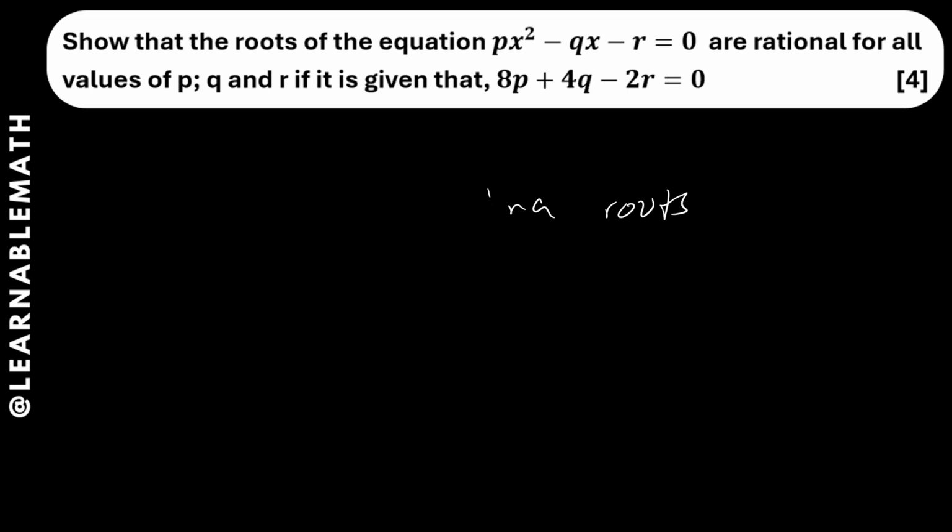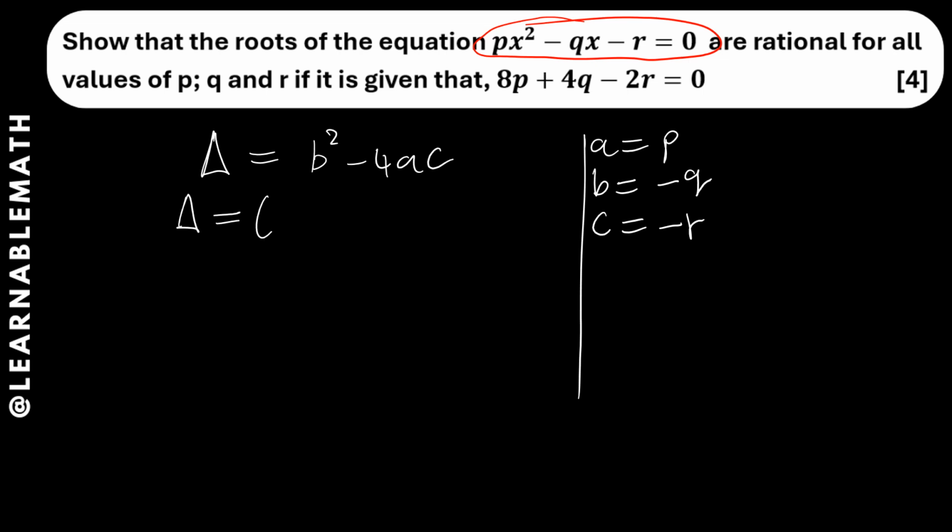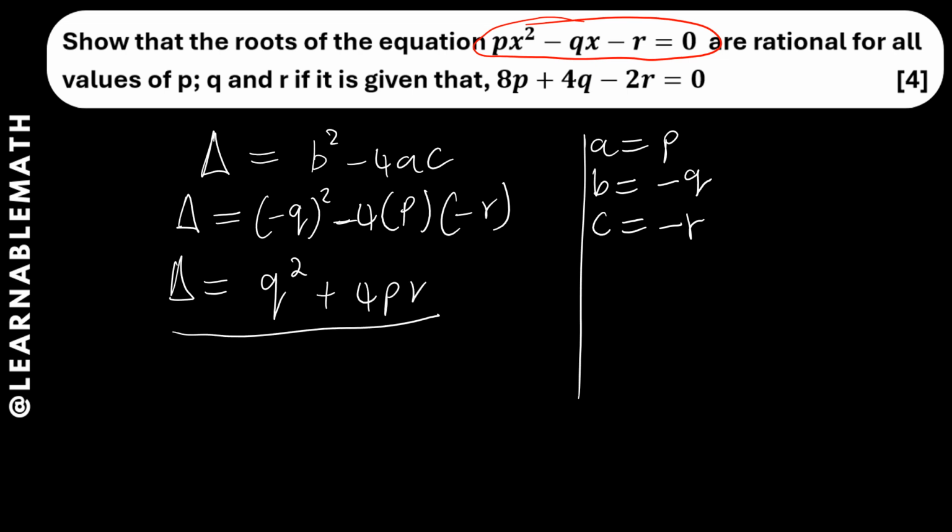The first thing is for us to calculate delta. Delta is equal to b squared minus 4ac. Let's highlight what our a, b, and c are. From our equation, a is the coefficient of x squared, which is p, b is the coefficient of x, which is minus q, and c is the constant, which is minus r. So we calculate our delta. Our b squared is minus q squared, minus 4, our a is p, our c is minus r. If you simplify this, you'll have q squared, and negative and negative will give you positive 4pr. So this is our delta.